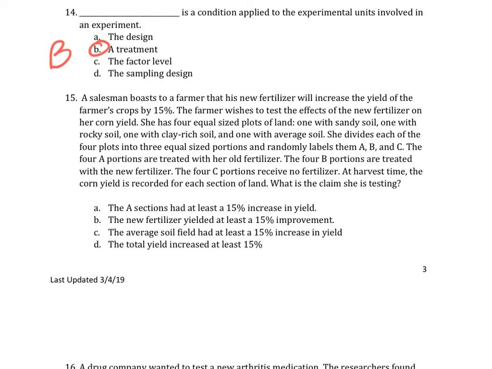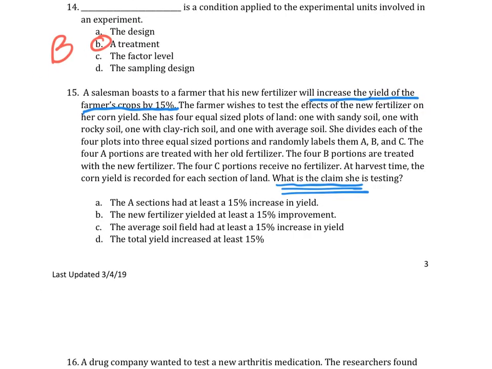Our corn yield, where we divide up our plots here. But the question is asking what is the claim. And the claim is the thing that you're trying to test with this experiment. And so here it says, the salesman boasts to a farmer that his new fertilizer will increase the yield of a farmer's crops by 15%. And so that means that what we're trying to test here is that it will increase the yield by 15%, which means that would be letter B.